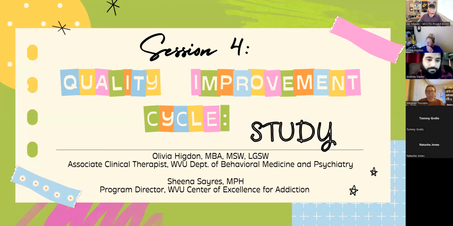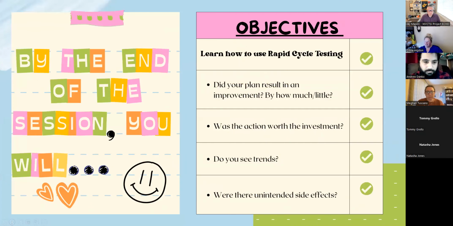Sheena and I are going to be talking about the study portion primarily. However, it's still the whole quality improvement cycle. And by the end of this session, you will have learned how to use the rapid cycle testing, which is kind of fun, I think, actually. You'll notice that there's some questions here, so you'll be able to answer those, kind of keep those in your mind as you're going through.